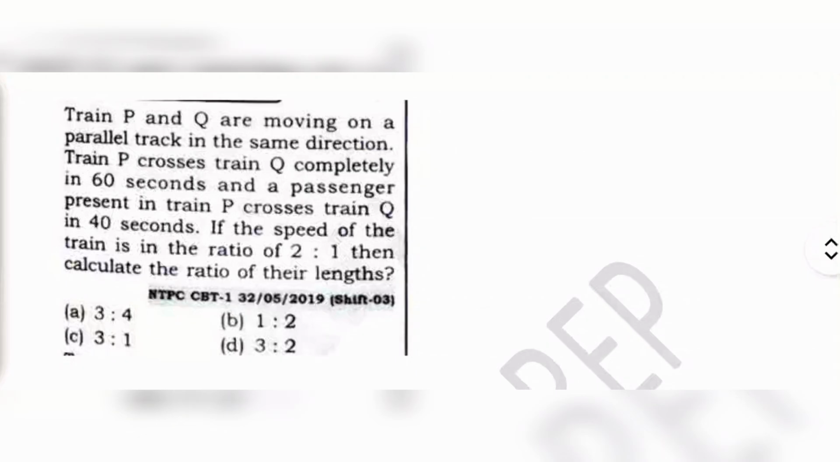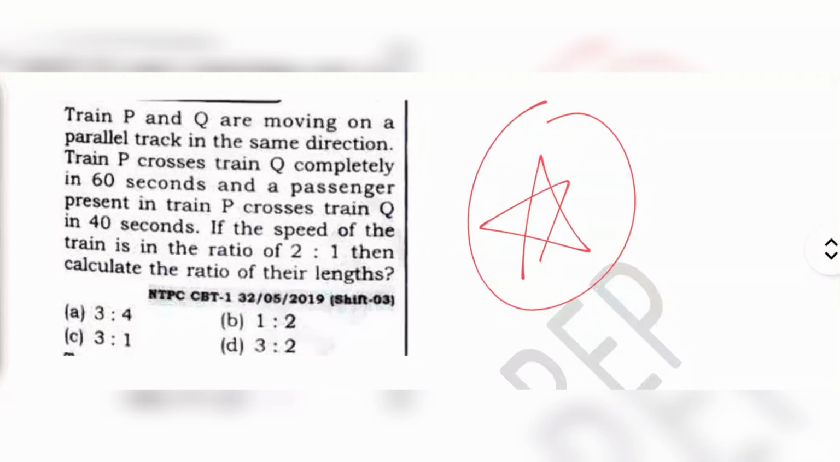Trains P and Q are moving on parallel tracks in the same direction. Train P crosses train Q completely in 60 seconds, and the passenger present in train P crosses train Q in 40 seconds. If the speeds of the trains are in the ratio of 2:1, then calculate the ratio of the lengths. I will give this for homework because as far as CBT2 is concerned, such lengthy conceptual problems will never come. I will solve this one when I do the series for JSO. If you want, you can try this.